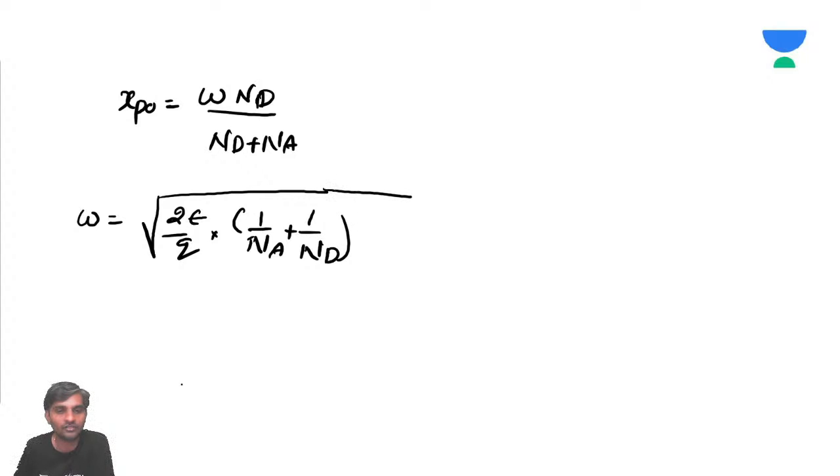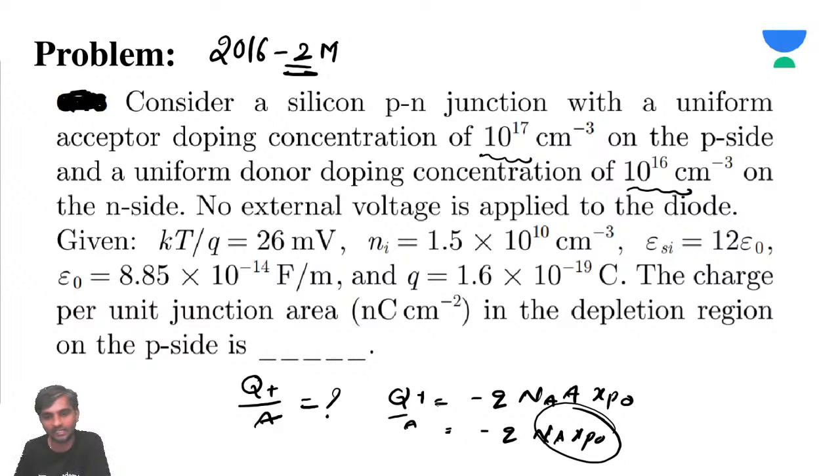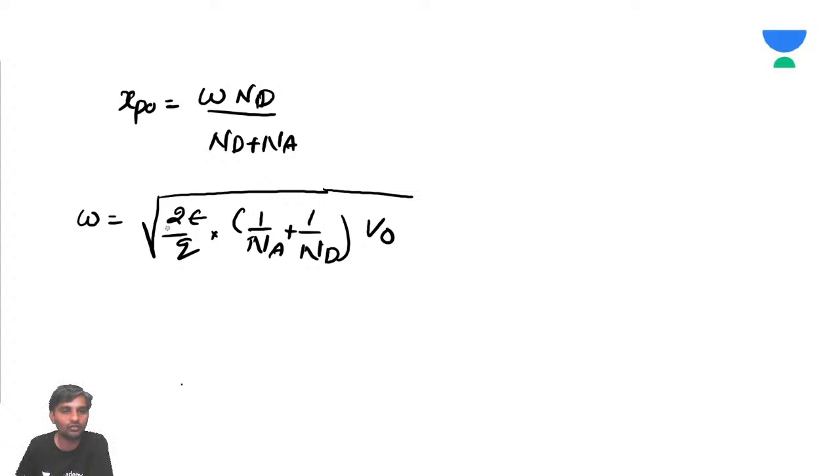Sir, formulas you need to remember for V naught. If you know the value of V naught, then you can substitute it to get W. If you know W, you can substitute the value of W in XP naught. So if you know XP naught, you can calculate the value of this. But how to calculate W? You have NA, ND, epsilon and A. Did you know what V naught is? V naught is again Vt into ln of Na Nd by Ni square. This we know.